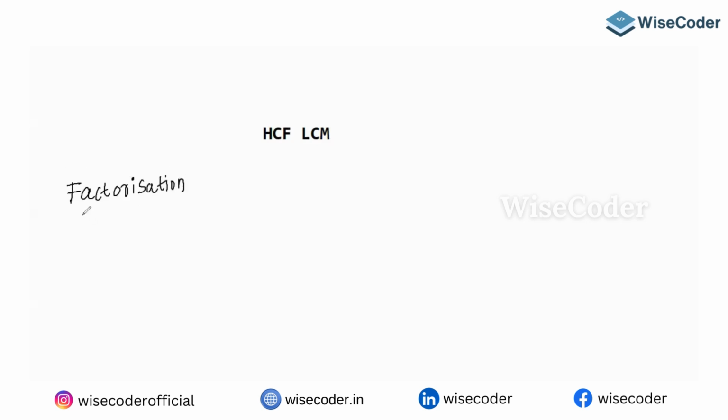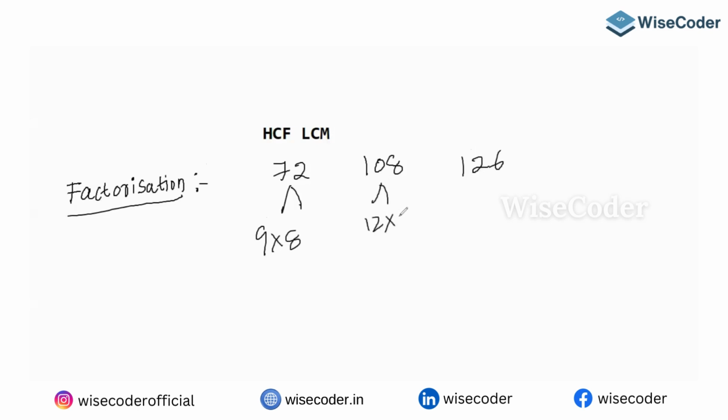How do we do it in factorization? What do we mean by factorization? The given numbers have to be written in the form of prime numbers. What are the given numbers in the previous question? 72, 108 and 126. So you can write 72 as 9 into 8, and 108 as 12 nines. Yes or no? So for 126, what can you write here?